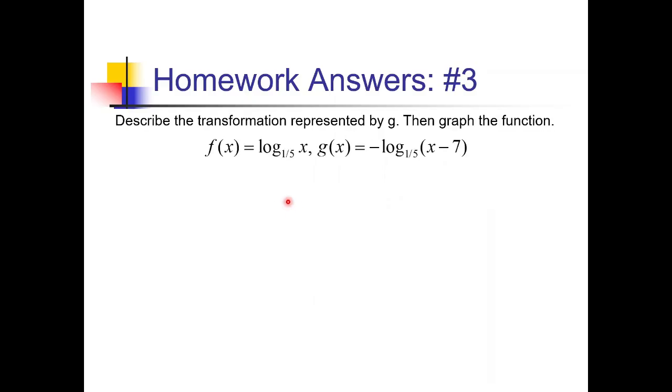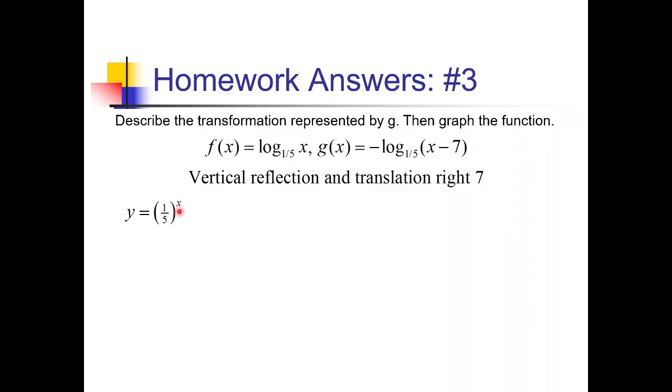For this problem, we're trying to transform the parent function log base 1/5 of x to this g function here. In terms of transformations, the negative outside the log is giving us a vertical reflection. The -7 inside the log is giving us a shift 7 to the right. So vertical reflection, translation right 7. I'm going to start by doing the parent table of the inverse of my parent function. So I'm going to do 1/5 to the x, and then I'll reverse all the x and y values to get the parent for log here.